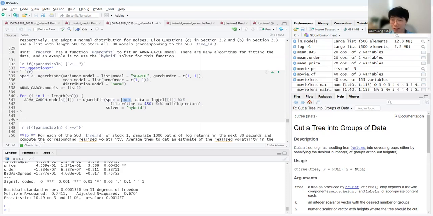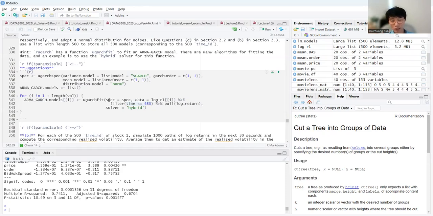It is not the time series of the realized volatility. It is the time series of the log returns. Remember, we use the first 80% of the data for training and the remaining 20% for validation or testing. So I just look at the time smaller than 480 seconds. What does it mean? We look at 10-minute data, which has 600 seconds. So 600 times 80% is 480 here.